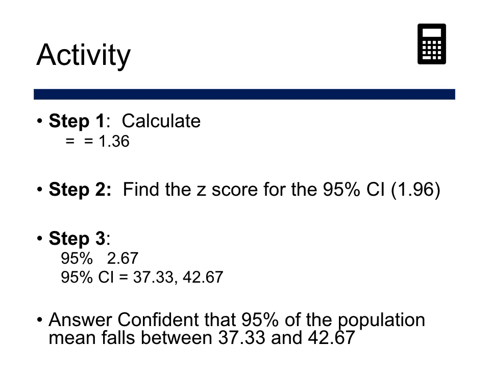So our answer is we are confident that 95% of the population mean falls between 37.33 and 42.67.